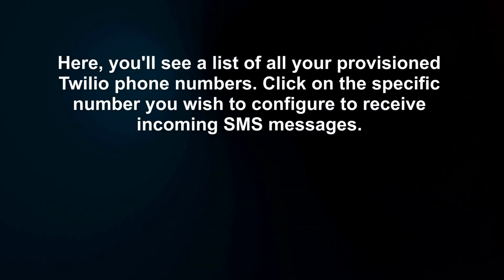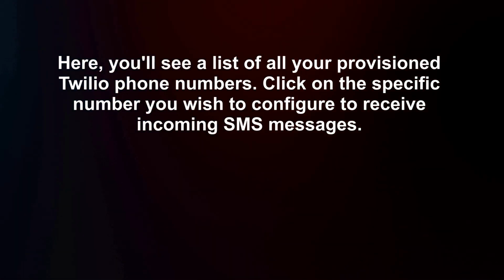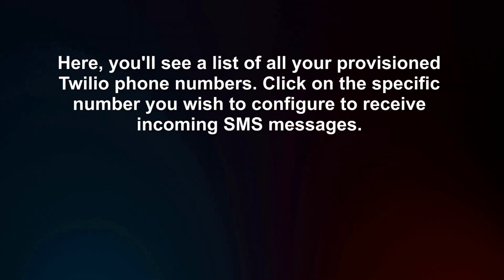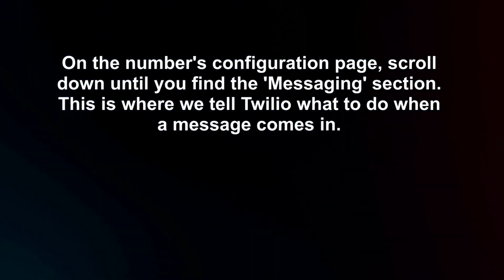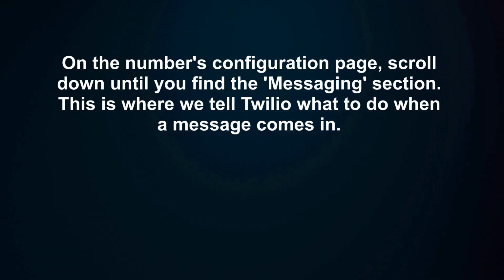Here, you'll see a list of all your provisioned Twilio phone numbers. Click on the specific number you wish to configure to receive incoming SMS messages. On the number's configuration page, scroll down until you find the messaging section. This is where we tell Twilio what to do when a message comes in.